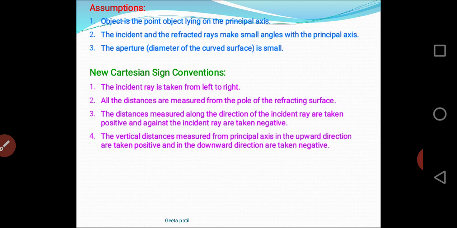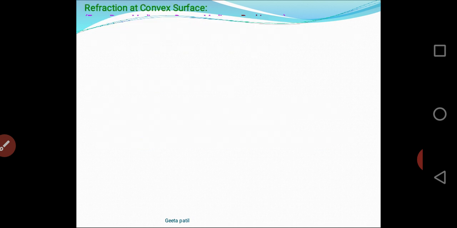The vertical distances measured from the principal axis in the upward direction are taken positive, and in the downward direction they are taken negative.